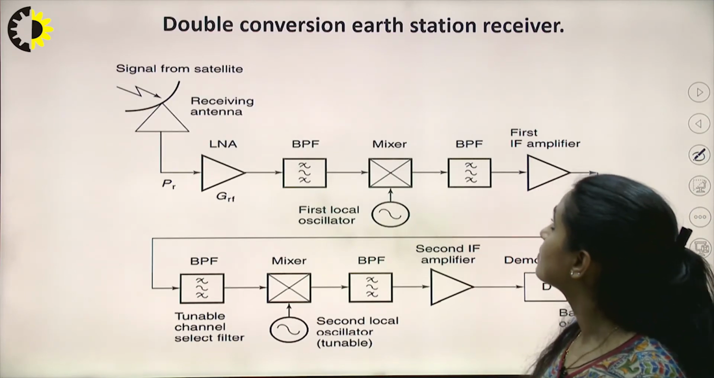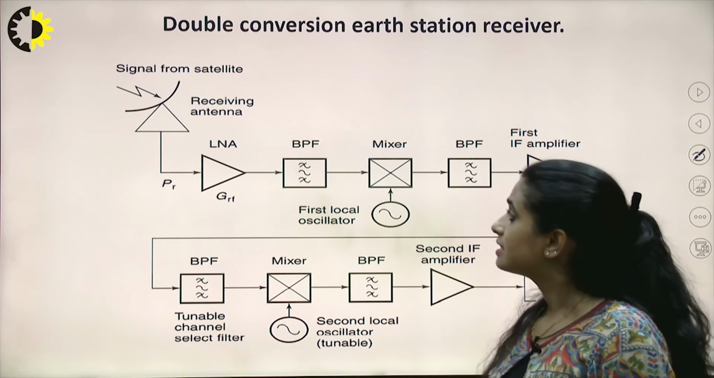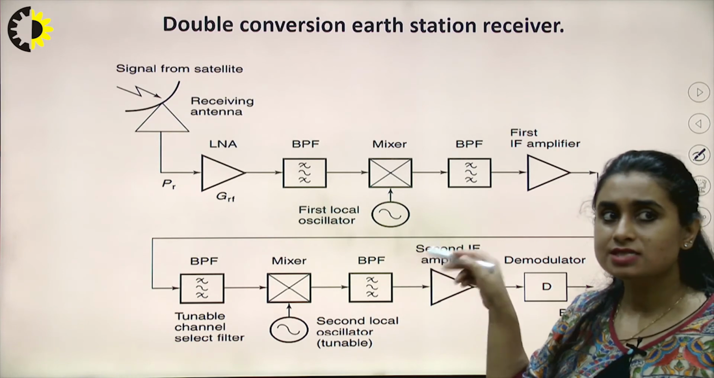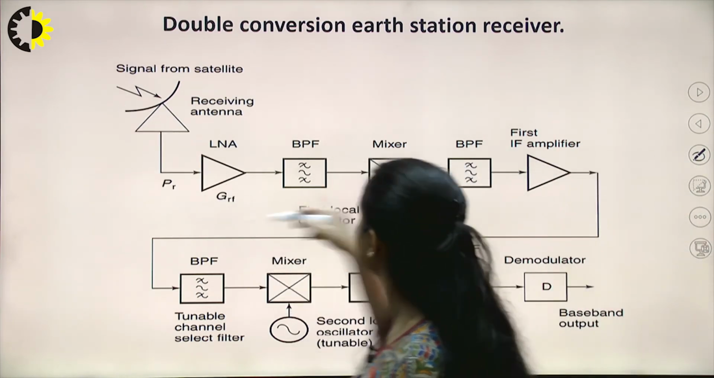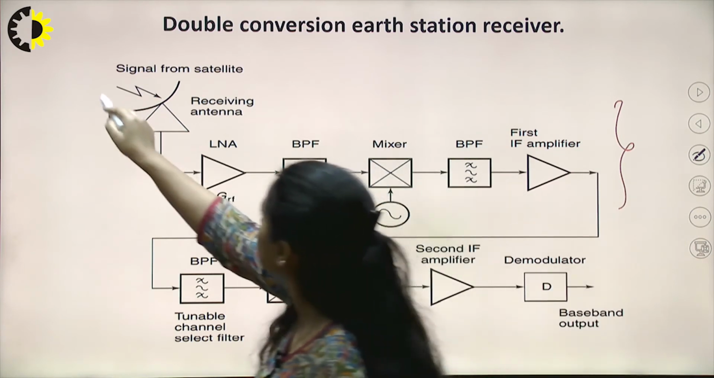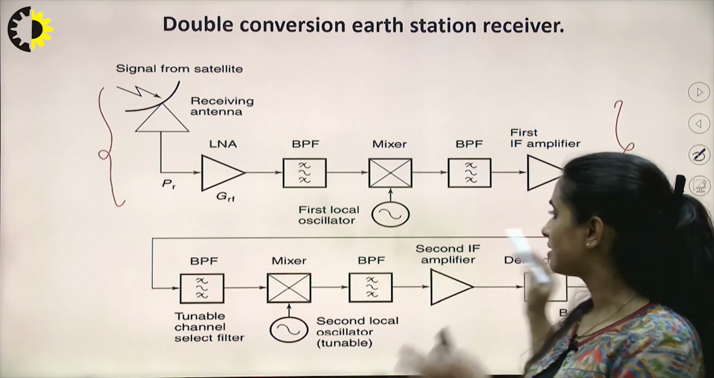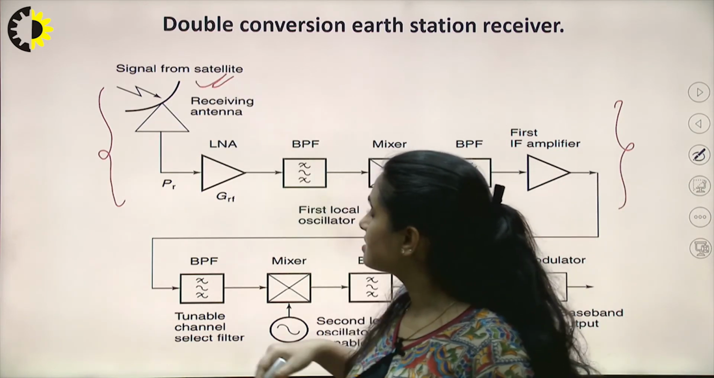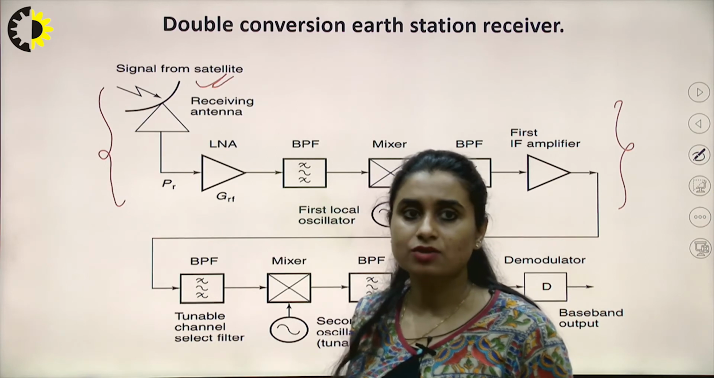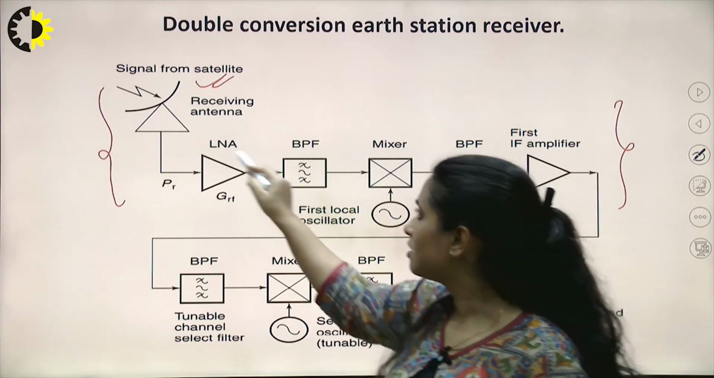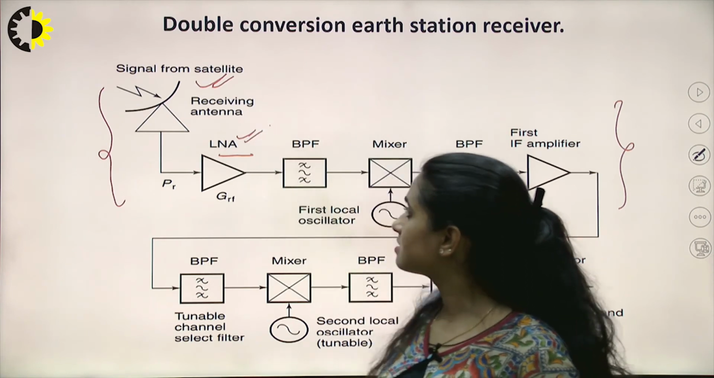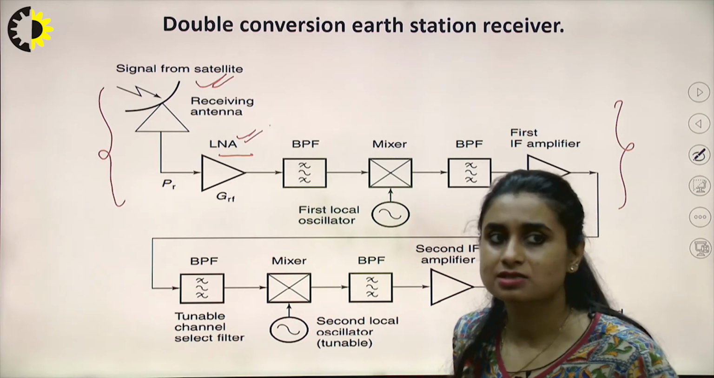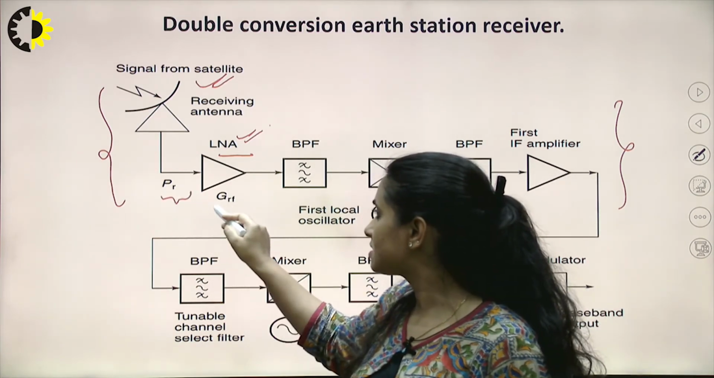Now this is the double conversion earth station receiver. This consists of the same arrangement in double manner, right? For single conversion, we have a single arrangement of this, and in double conversion, we have the same system concatenated with the first one. This is the first part of the receiver, which is my receiving antenna. Then the low noise amplifier, which again filters out the noise and amplifies the weak received signals, right? This is the gain of the receiver.